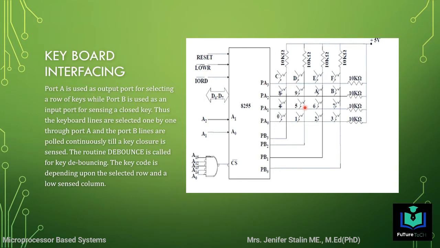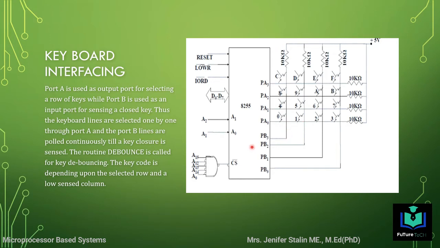It goes like this. Port A is used as an output port for selecting the row keys. Port B is used as an input port for sensing the closed key. Thus, the keyboard lines are selected one by one through the port A as well as port B lines and polled continuously till a key closure is sensed.